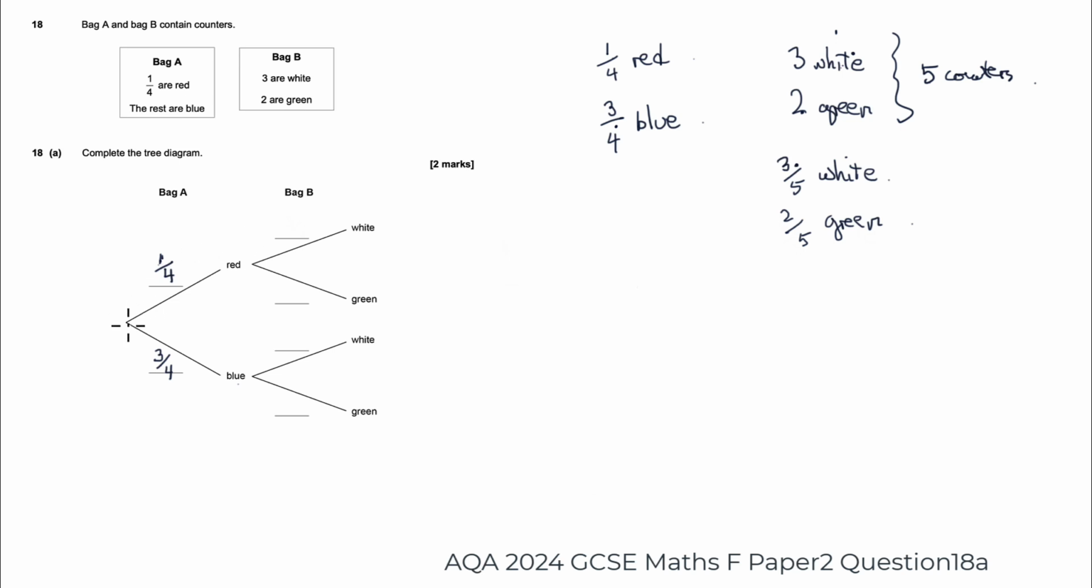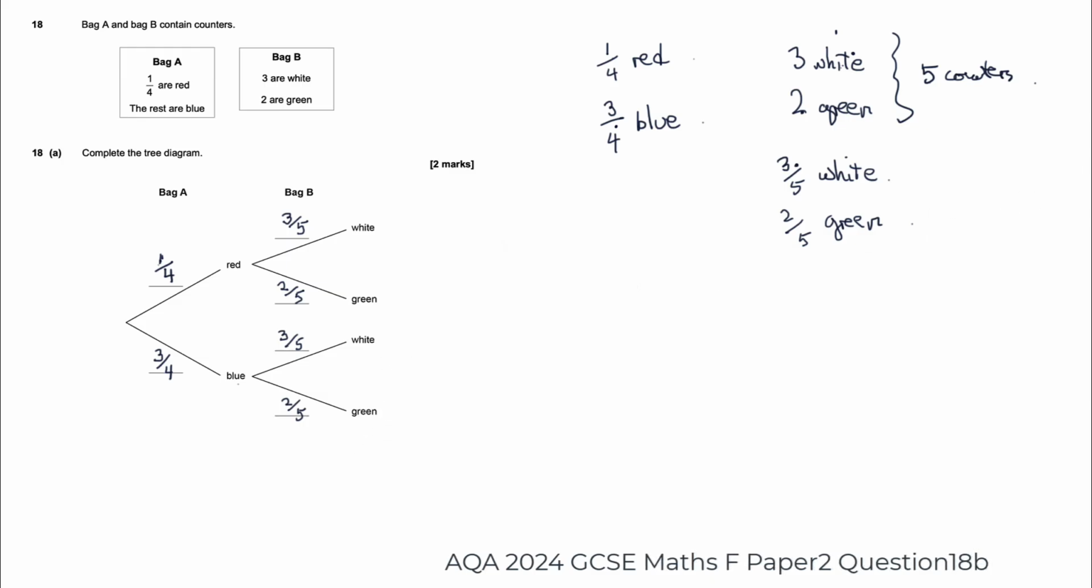So let's complete this. We can start with bag A, choose a red counter, and then what are the chances of a white counter? Well, the probability there is 3/5, 3 chances out of 5. And what are the chances of a green counter? Well, that's 2/5, 2 chances out of 5. And similarly, if we'd chosen a blue counter out of bag A, we could then choose a white counter, which would be 3 chances out of 5, 3/5, and a green one, 2 chances out of 5. So that would be the completed tree diagram.